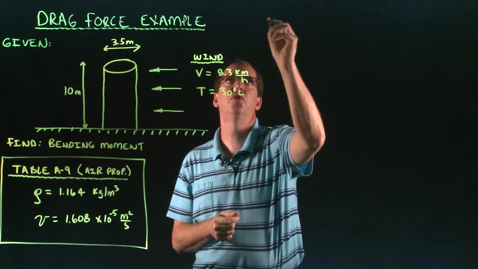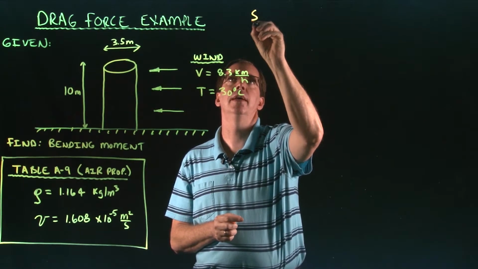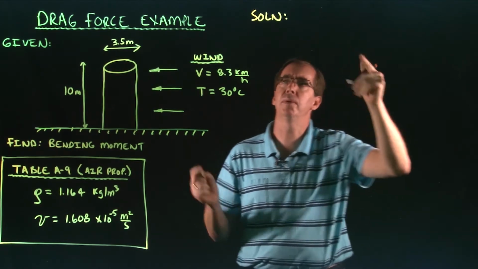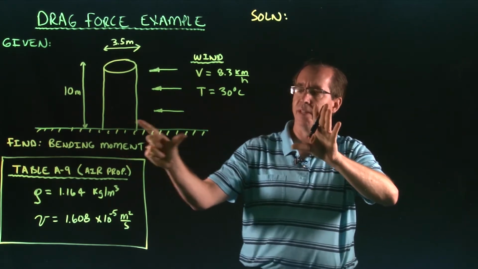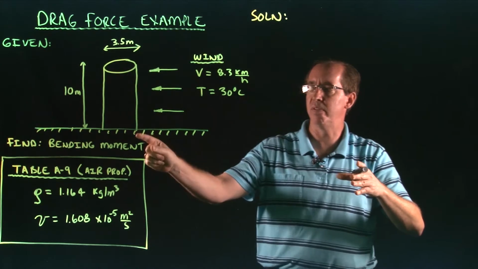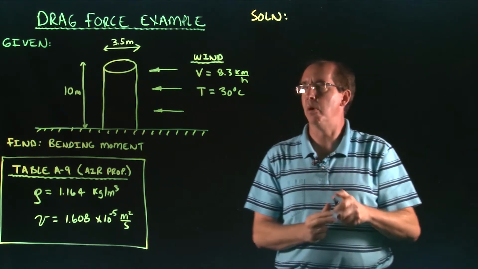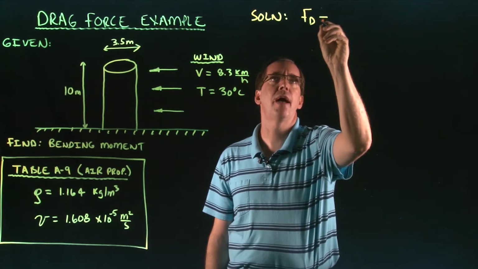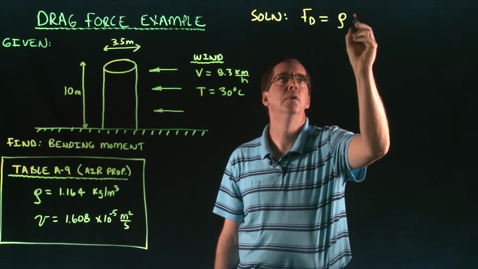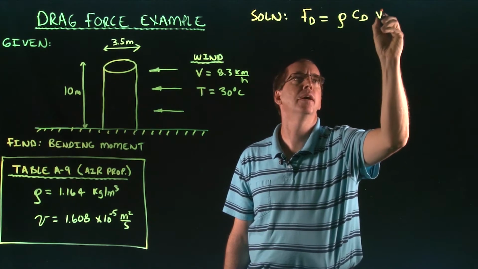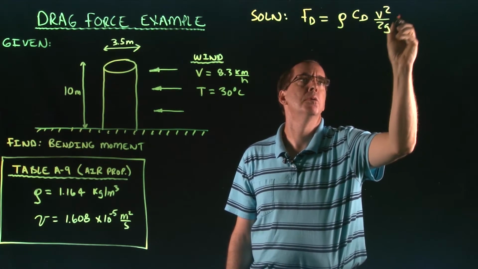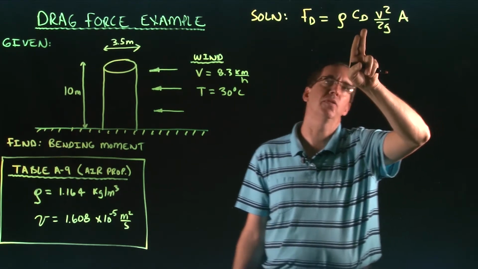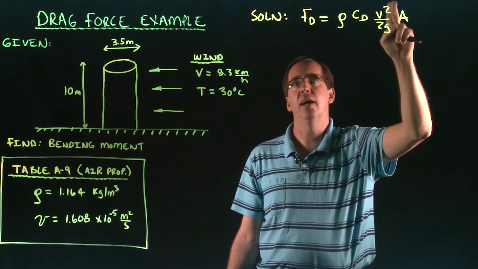Now the approach that I'm going to use is to start by calculating the drag force. And then once I have the drag force, I'm going to do basically what we did in statics and take the moments about a point to figure out what the bending moment is. In this lesson, we learned that the drag force is equal to, let me write this down. So we have the density, the coefficient of drag, the velocity component, and then an area.